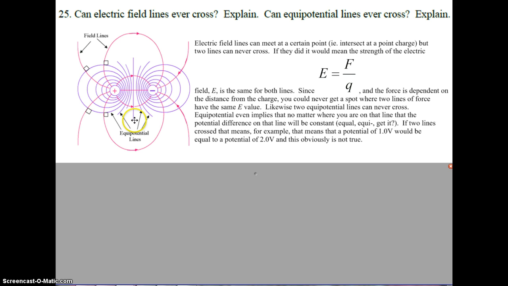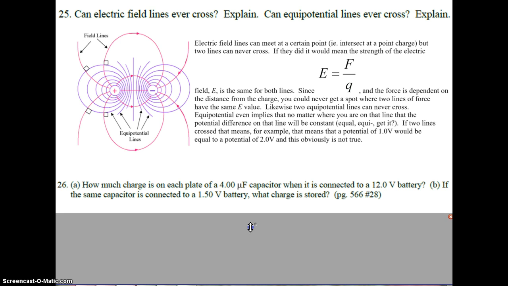Remember that these purple equipotential lines are always perpendicular to the lines of force or electric field lines. And if you go by just that alone as well, then two equipotential lines would never be able to cross as long as they stayed perpendicular to the field lines along the way. Okay?